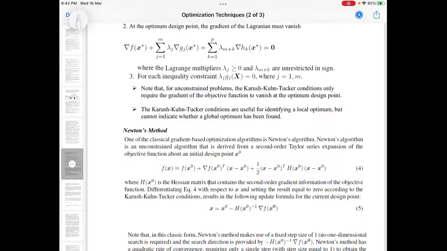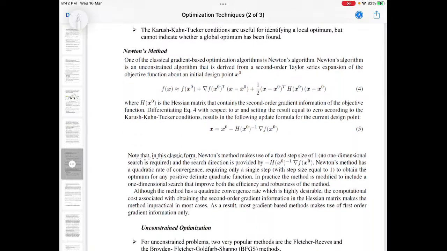Here H(x0) is called the Hessian matrix that contains the second order gradient information of the objective function. Differentiating equation number 4 with respect to x and setting the result equal to 0 according to the Karush-Kuhn-Tucker conditions results in the following update formula for the current design point: x = x0 − H(x0)⁻¹ ∇f(x0). Note that in the classical form, Newton's method makes use of a fixed step size of 1.